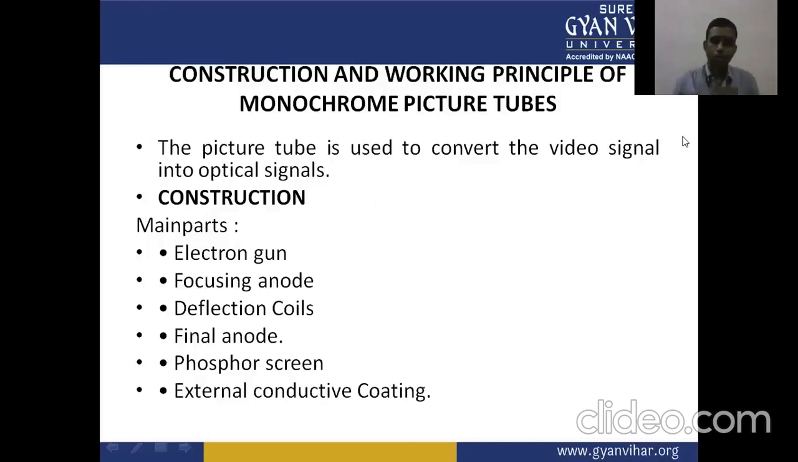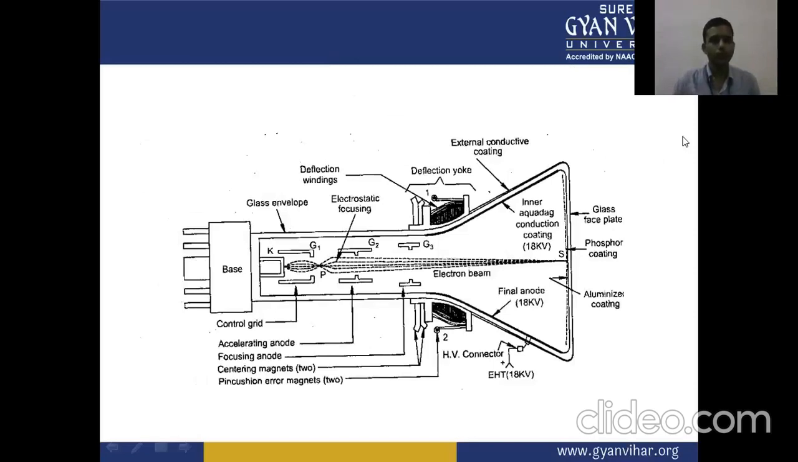Now the construction. The main parts of the monochrome picture tube are the electron gun, focusing anodes, deflection coils, final anode, phosphor screen, and external conductive coating. So this is the image of the picture tube, the monochrome type picture tube. In this picture we have a cathode and anode. The cathode will generate the electron beam, which is focused by electrostatic focusing, and deflection coils are available for deflection, and this arrangement is inside the glass envelope.